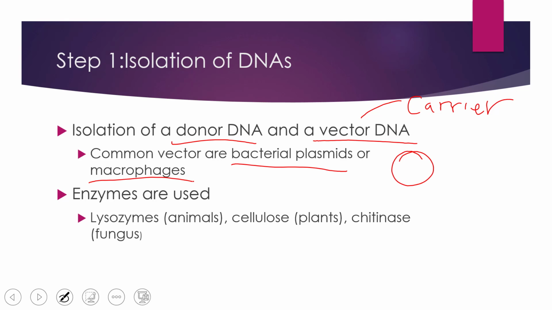Enzymes are used in order to isolate a particular DNA and the vector DNA. When you're trying to isolate animal DNA, you're going to use something called lysozyme, followed by cellulase in plants, and then something called chitinase in fungus.